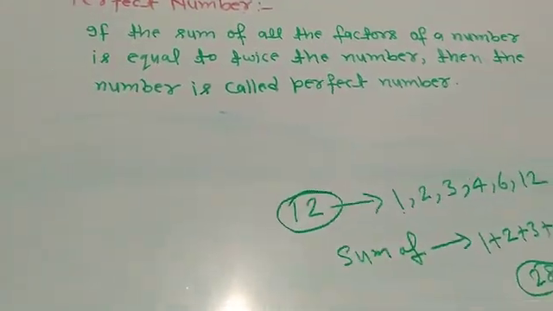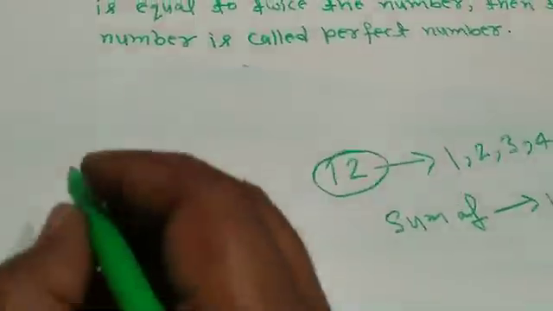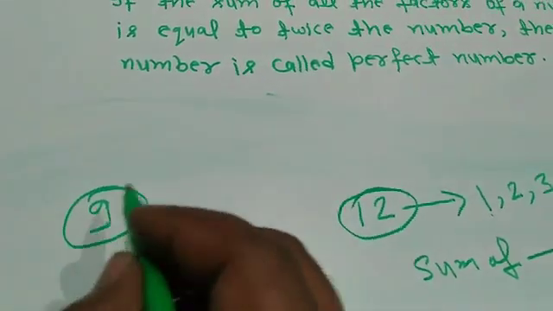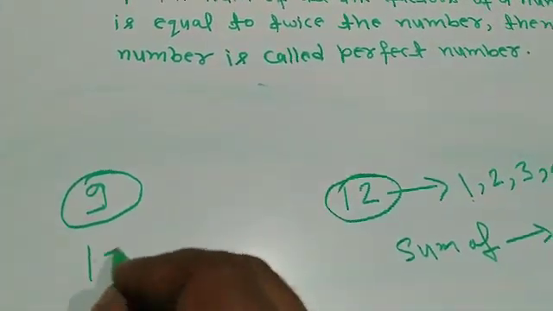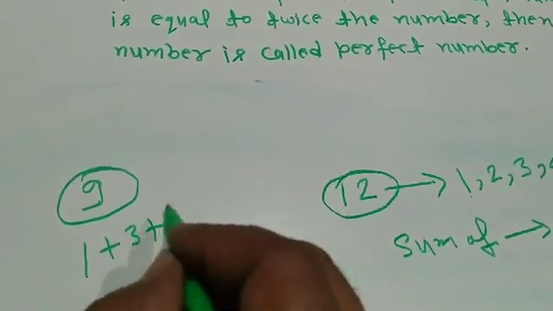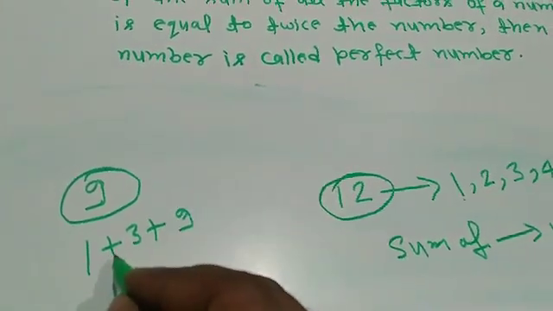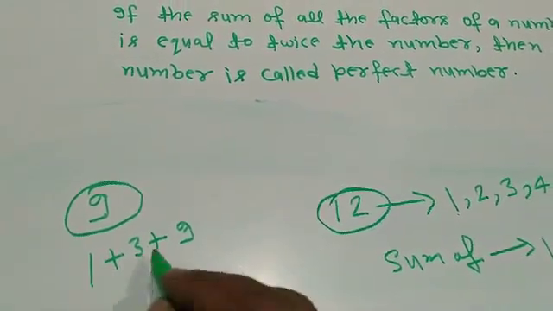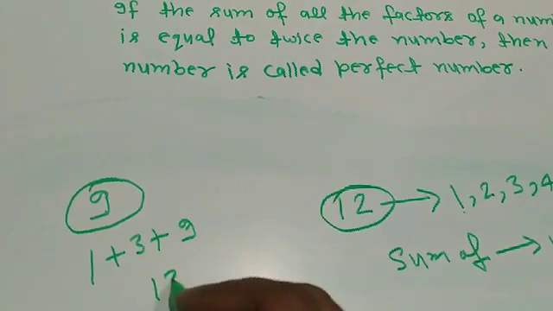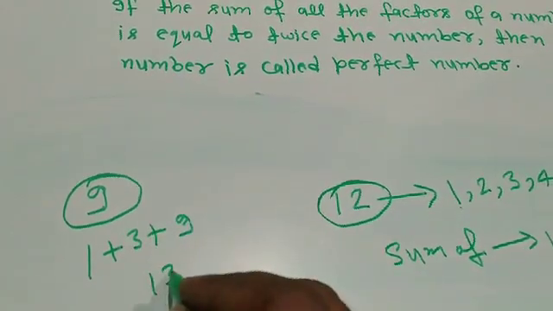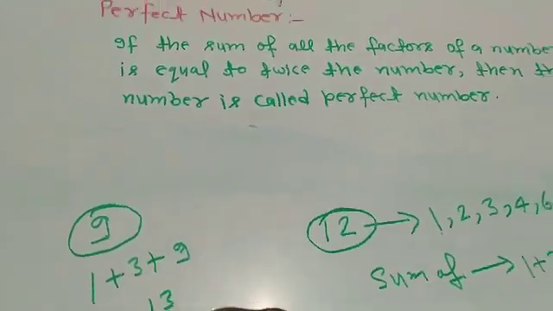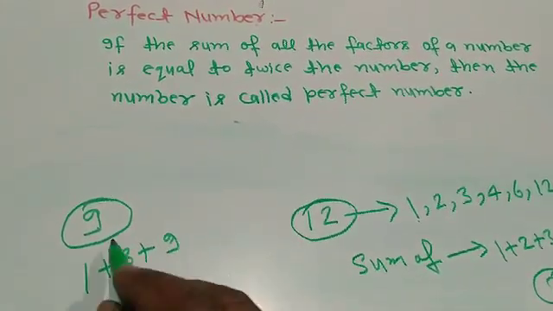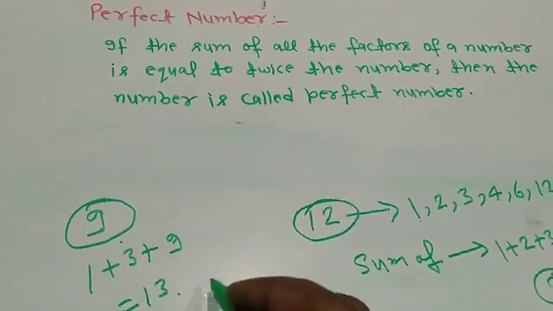Okay, let's see another example. Suppose the number is 9. The factors of 9 are 1, 3 and 9 itself. The sum of all factors of 9 is 13. According to the definition, 13 is not 2 times 9. So this is not a perfect number.